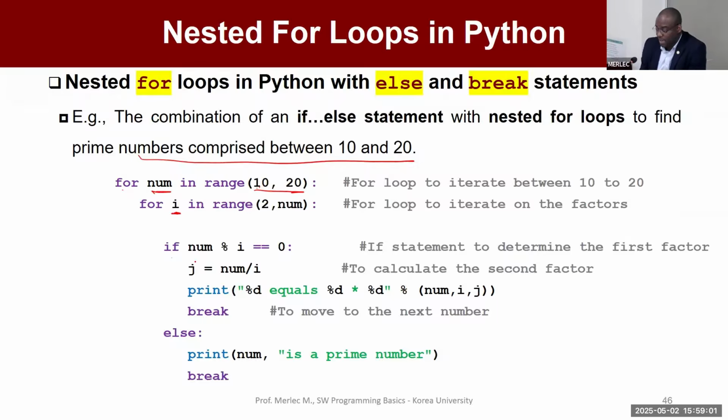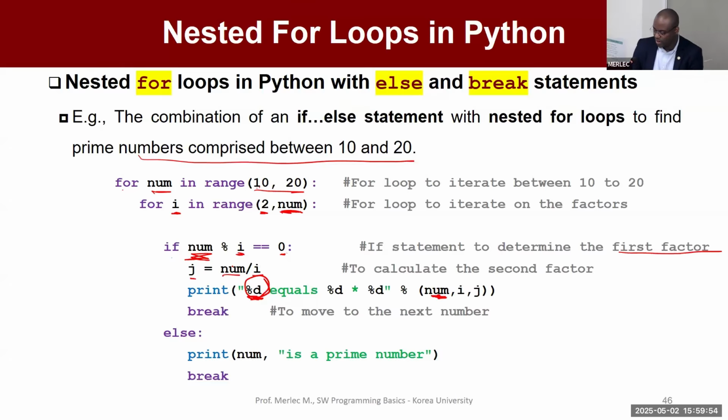And the inside loop takes i as a variable, with the starting value 2, and the end value will be num. It will depend on the value of num. Then it will check whether num modulus i is 0. If this statement is verified, it will determine the first factor, and then go here, calculate j by taking num divided by i. Then it will print here the value of num, this is just formatting.